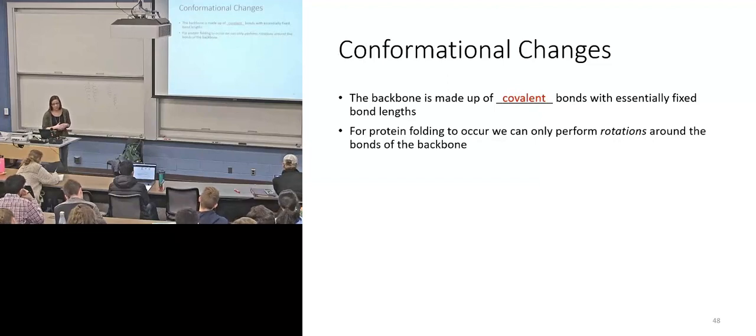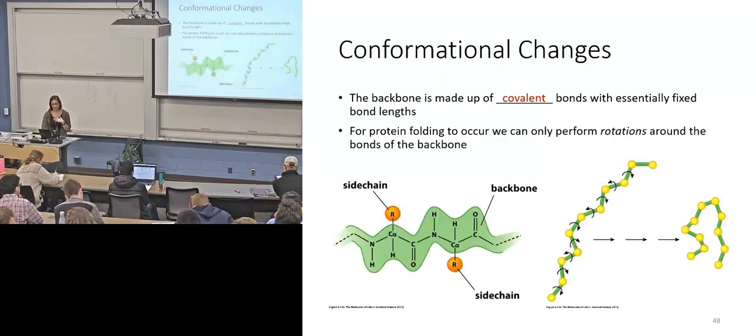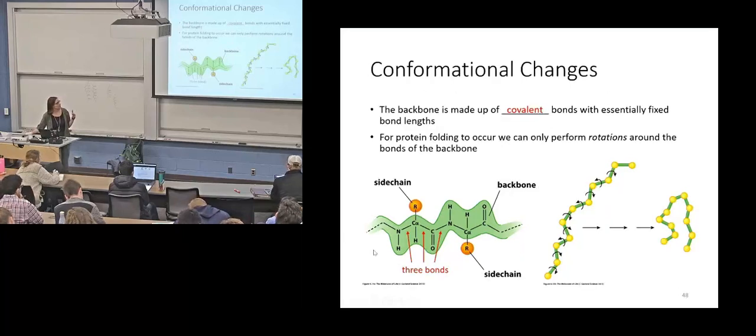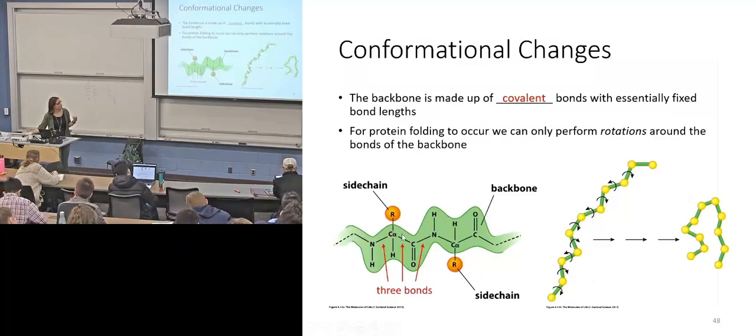Okay. So for protein folding to occur, we're really only going to rotate about the bonds in the backbone. Here's our backbone, okay? We have 3 different types of covalent bonds. This nitrogen to the alpha carbon is one bond. Alpha carbon to this carbonyl carbon is another one. And then our carbonyl carbon to the nitrogen. 3 different types of covalent backbone bonds.